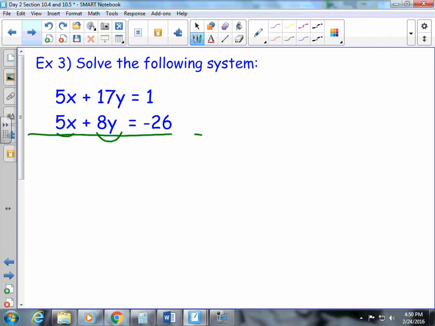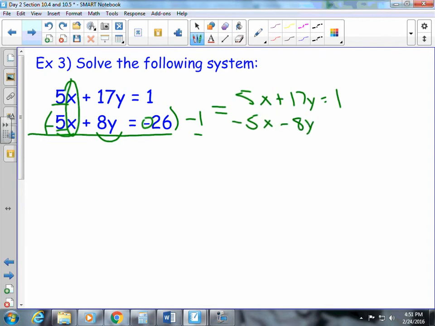This is something that you can do. If ever you have two variables, or really the same variable x, and they have the same exact quantity, all you're going to do is multiply one of them by -1. The reason I'm picking the bottom is because now that'll take care of this -2. But if I multiply this equation all by -1, now I'll have a -5 to cancel out. Okay? So I'm going to rewrite the whole thing. So it'll be 5x plus 17y equals 1. And now it'd be -5x minus 8y equals +26.